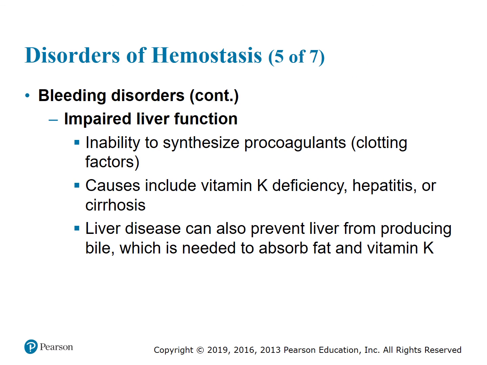In impaired liver function, there's an inability to synthesize procoagulants or clotting factors, and the causes include vitamin K deficiency, hepatitis, or cirrhosis. Liver disease can also prevent the liver from producing bile, which is needed to absorb fat and vitamin K.